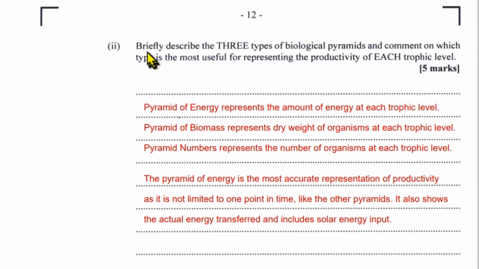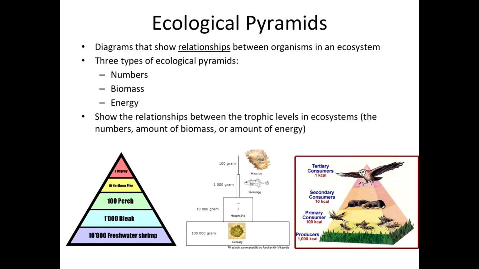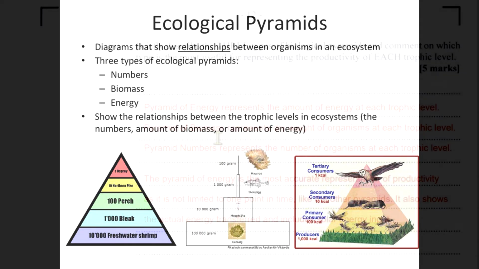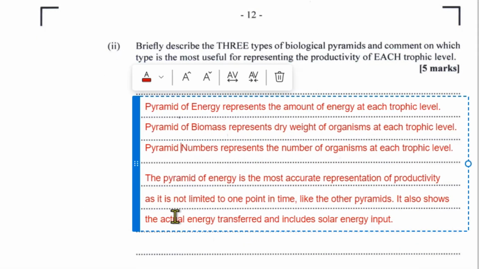Part 2. Briefly describe the 3 types of biological pyramids and comment on which type is the most useful for representing the productivity of each trophic level. This is 5 marks. So we have 3 types of pyramid: the pyramid of energy, pyramid of biomass, and pyramid of numbers. The pyramid of energy represents the amount of energy at each trophic level. Biomass represents the dry weight of organisms at each trophic level, and numbers represents the number of organisms at each trophic level.